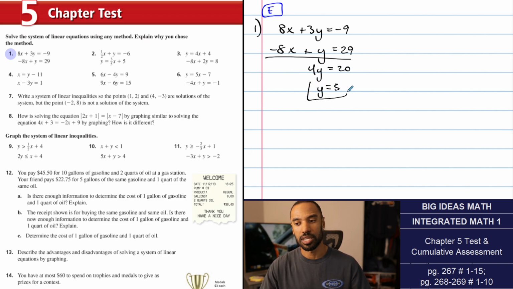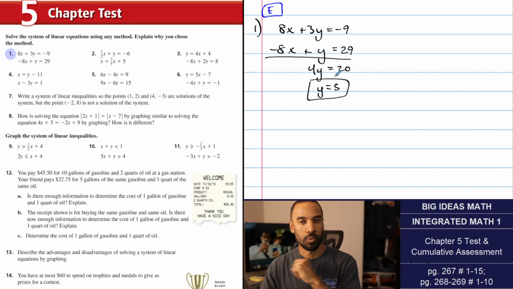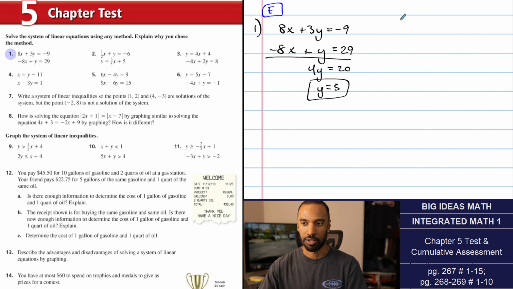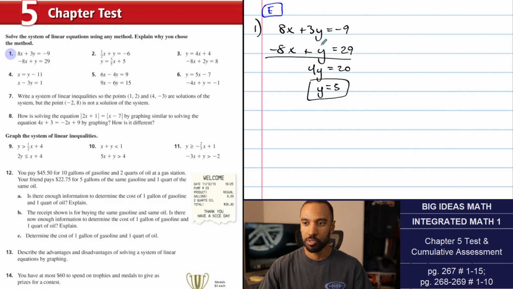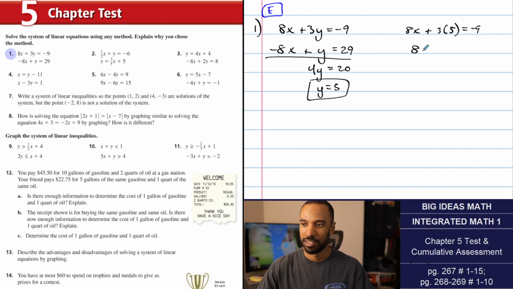Oh, I didn't mention this yet. Less teaching, more doing on these problems, of course, right? We're now at the final part of this. Substitute 5 for y. Let's do the top one. 8x plus, this is probably the harder one. 8x plus 3 times 5 is negative 9.